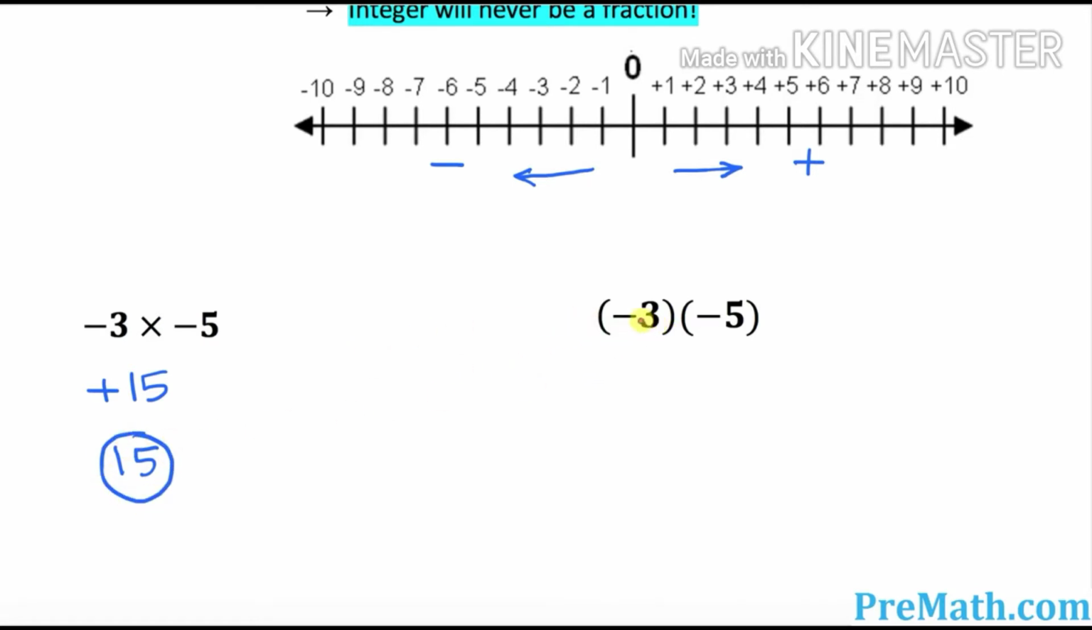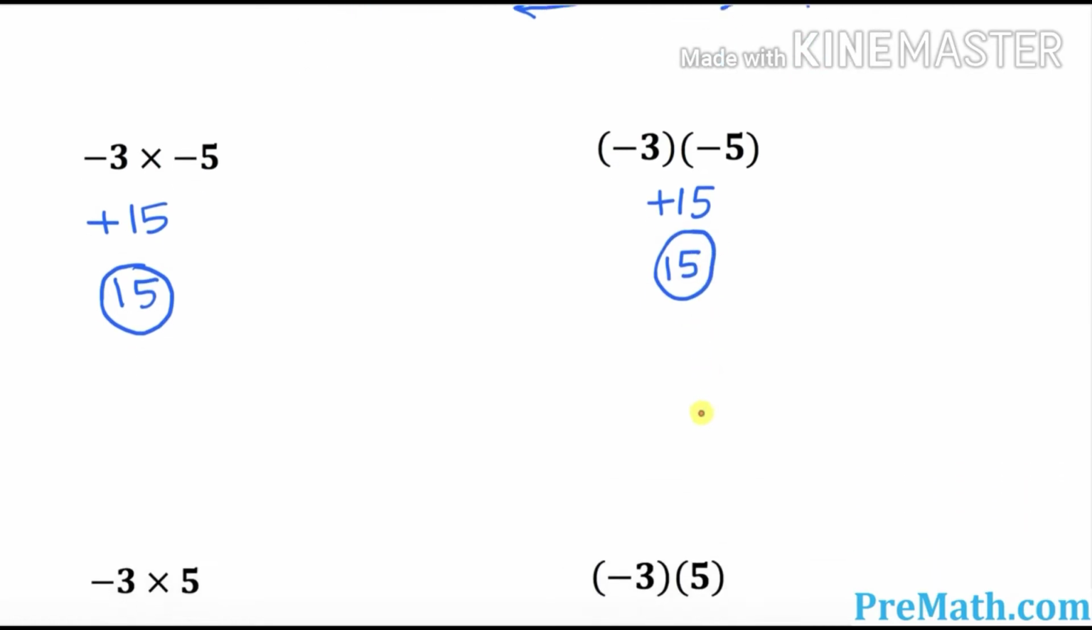Sometimes you might see this kind of example with parentheses. They are the same thing. Negative 3 times negative 5 is going to be positive 15 as well, or positive 15 could be written simply as what? 15. So let's do a few more examples.